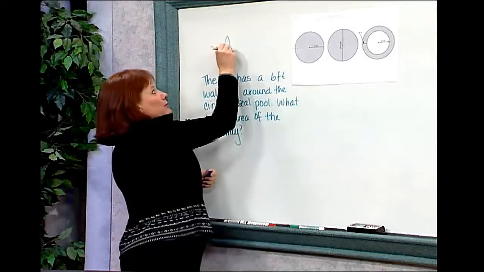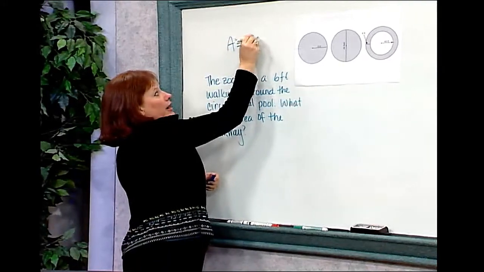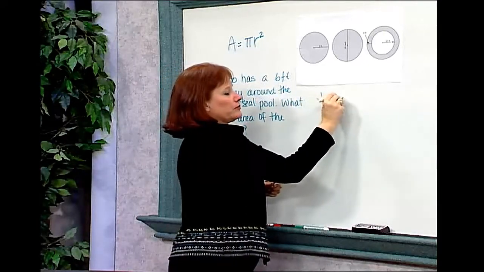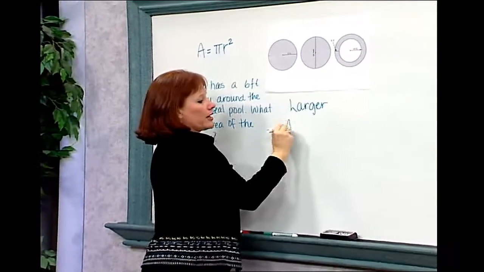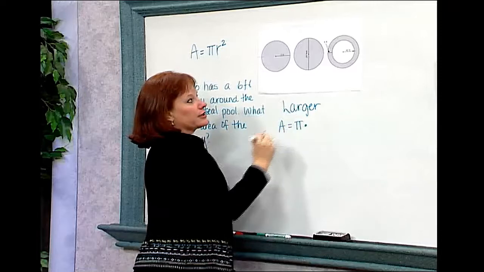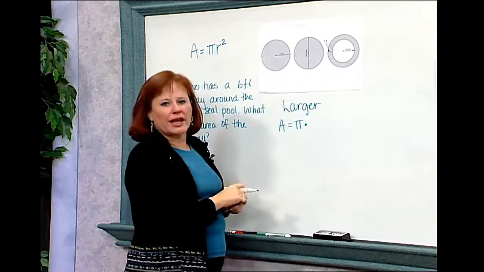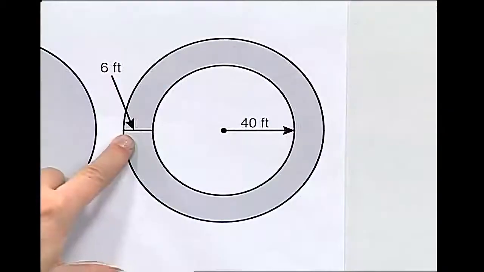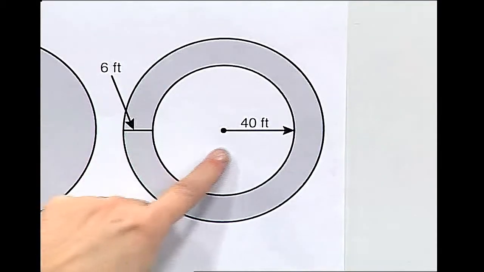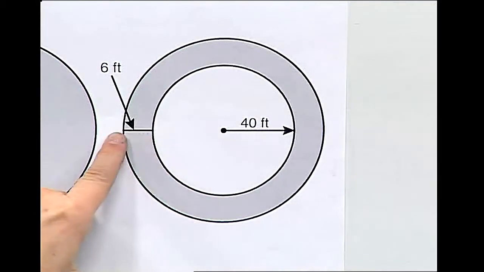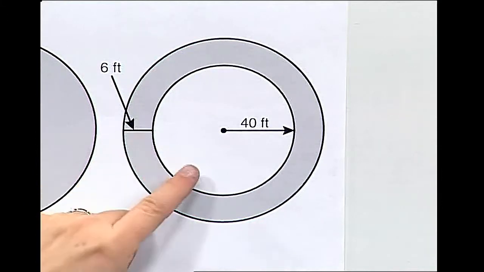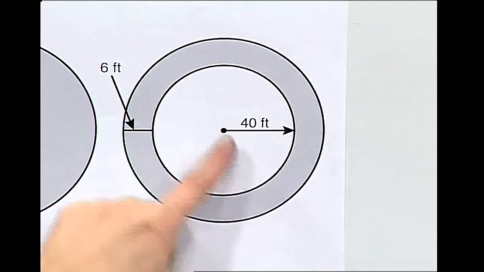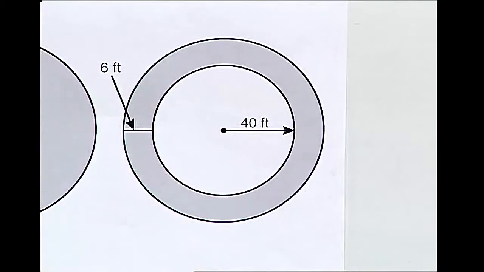And I know I'm going to use my formula, area equals pi times the radius squared. So for the larger circle, the area is equal to pi times the radius squared. Now I have to think about what the radius actually is. I know that the radius of the whole circle is not 6 feet. The radius goes from the center of the circle to the outer edge of the circle. If I look, I know the radius of the inner circle is 40 feet, and I know that the radius is 40 feet no matter where I draw it in the circle.